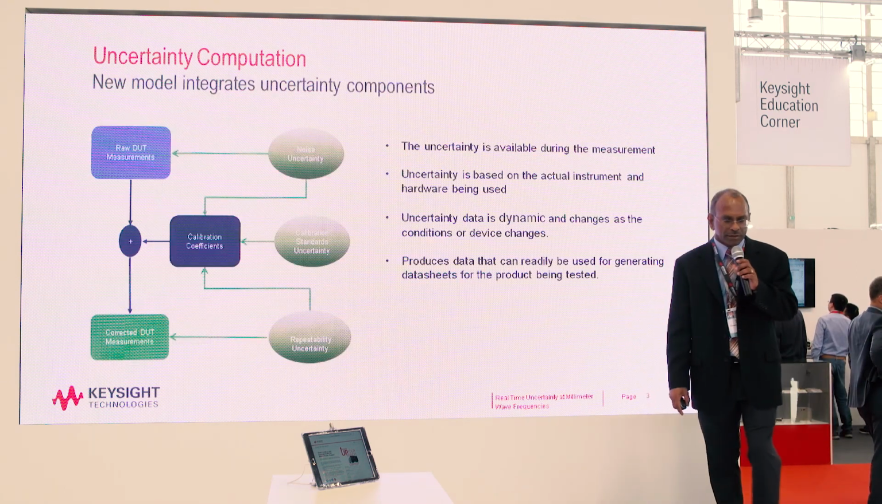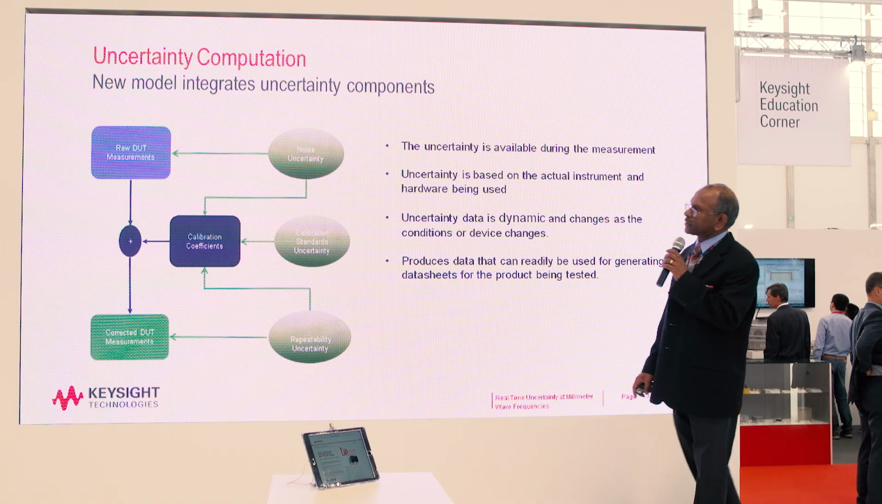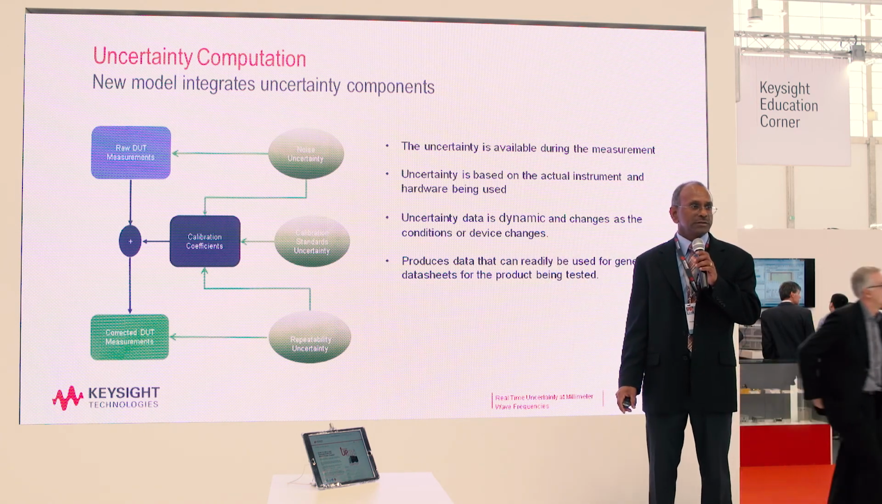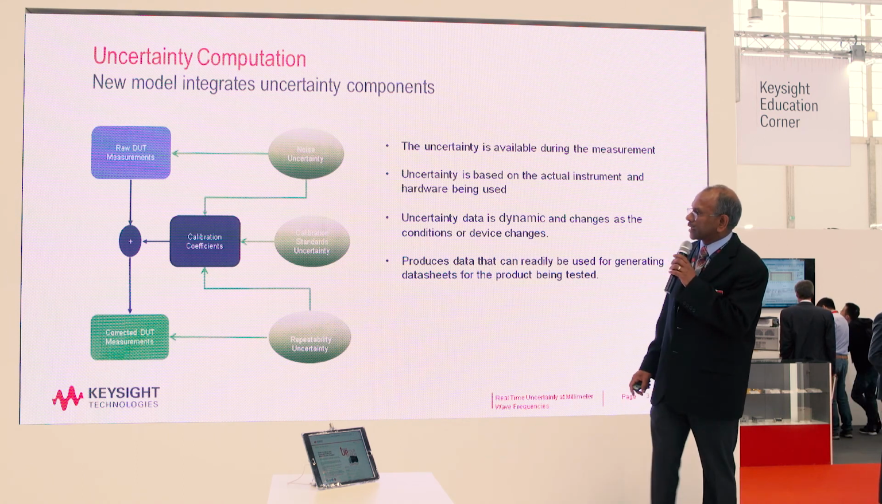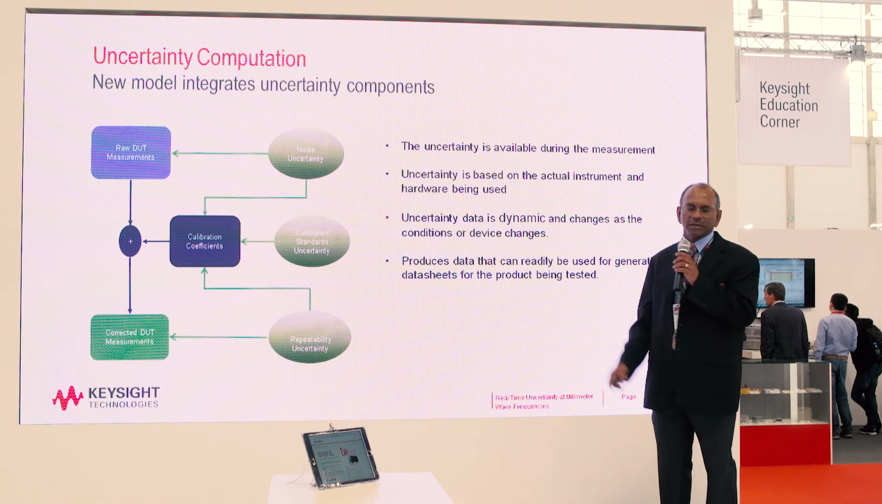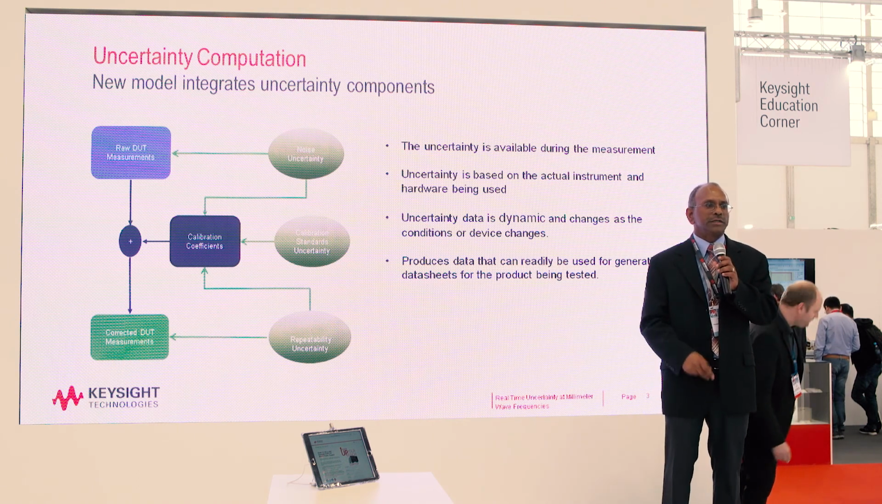So the new method of the real-time uncertainty calculator works differently. During the measurement of the device, we look at the noise of that measurement. We also look at the calibration standards and their uncertainty. And also we look at the repeatability of that measurement plane. So in other words, if you have a 1 millimeter connector or a 3.5 connector, we look at the repeatability of that. All of that feeds into the final answer, which is your device under test. And at that point, we compute the uncertainty.